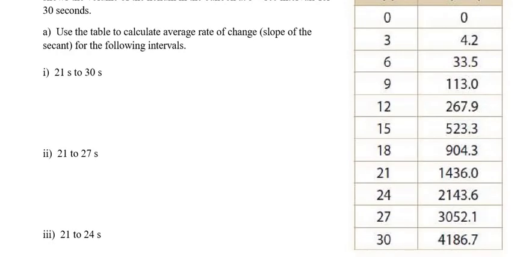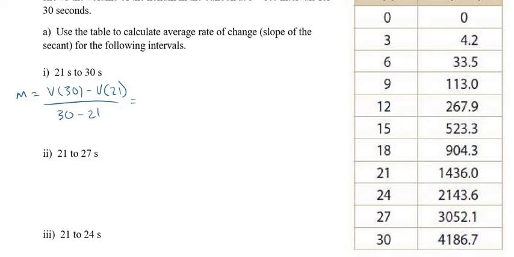So it's asking us to use the table to calculate the average rate of change, the slope of the secant, for the following intervals. So part 1 says 21 seconds to 30 seconds. To do that, we're going to take the slope, which is just the volume at 30 seconds, minus the volume at 21 seconds, divided by 30 minus 21.